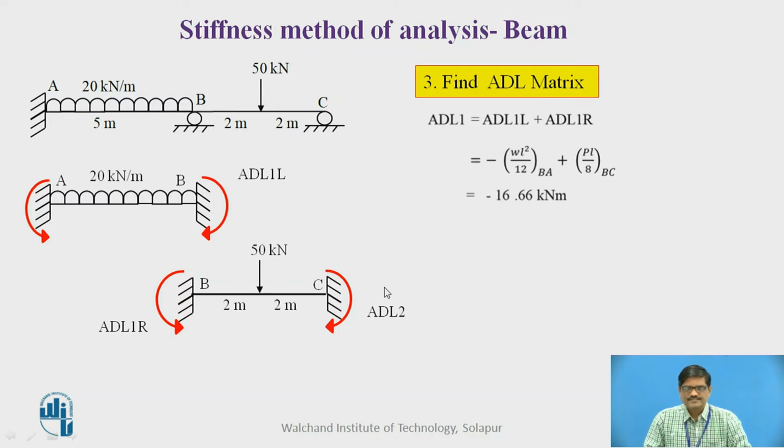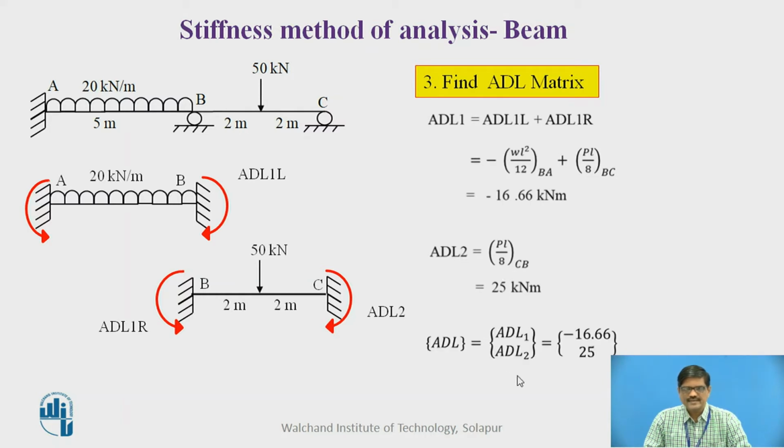And at B we have ADL1R, which is anti-clockwise, therefore it is taken as positive, and this value will be PL by 8. So the value comes out to be minus 16.66. Then ADL2 is the moment at C which is clockwise, and the rotation at C also we assumed as clockwise, therefore it is positive, and it is PL by 8, 25. So the ADL matrix will be ready now.